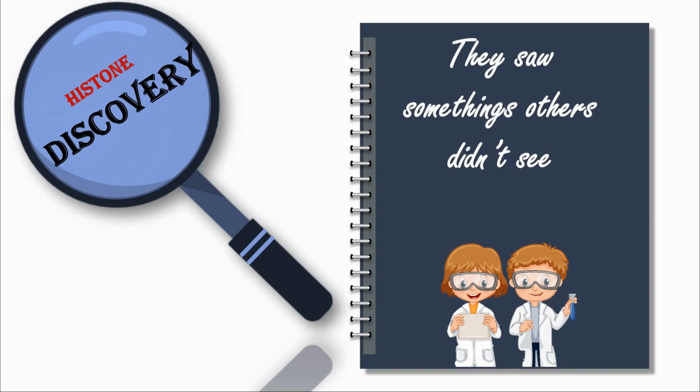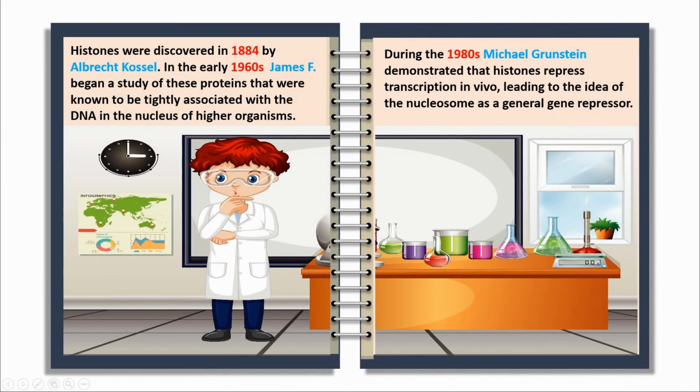Histone discovery. They saw something others didn't see. Histones were discovered in 1884 by Albert Kossel. In the early 1960s, James F. Bonner began a study of these proteins that were known to be tightly associated with the DNA in the nucleus of higher organisms. During the 1980s, Michael Grunstein demonstrated that histones repressed transcription in vivo, leading to the idea of the nucleosome as a general gene repressor.